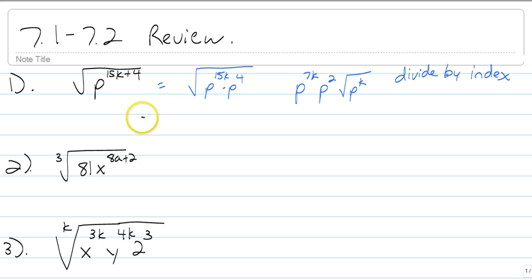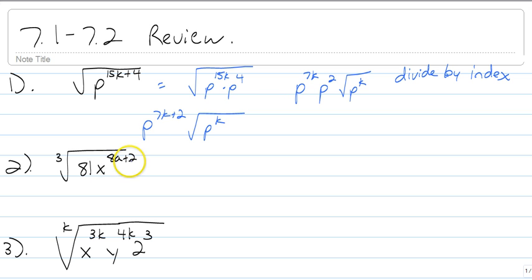So the final answer would be p to the 7k plus 2, and then the square root of p to the k. And that is how that simplifies. So you can kind of see the pattern on how that works. You can actually do it without splitting it apart. You can pull a 7k plus 2 out, and then the k was left over. Okay? So let's look at this one.